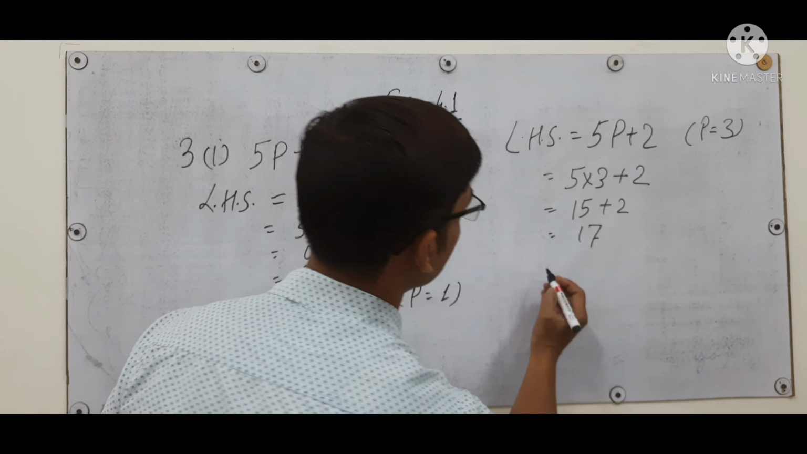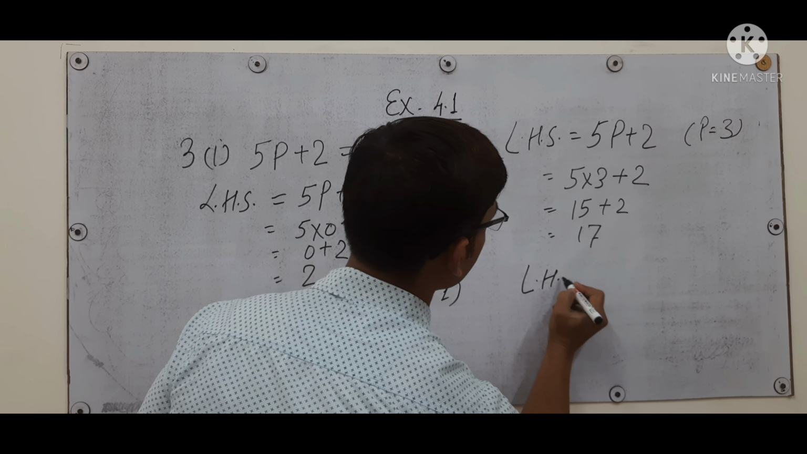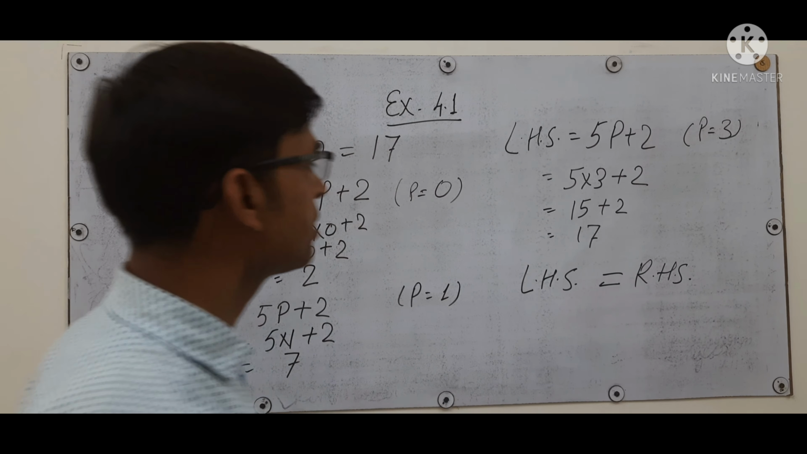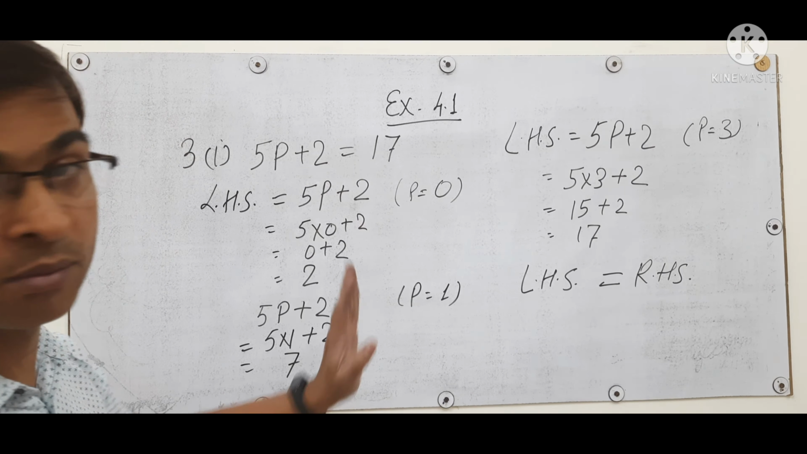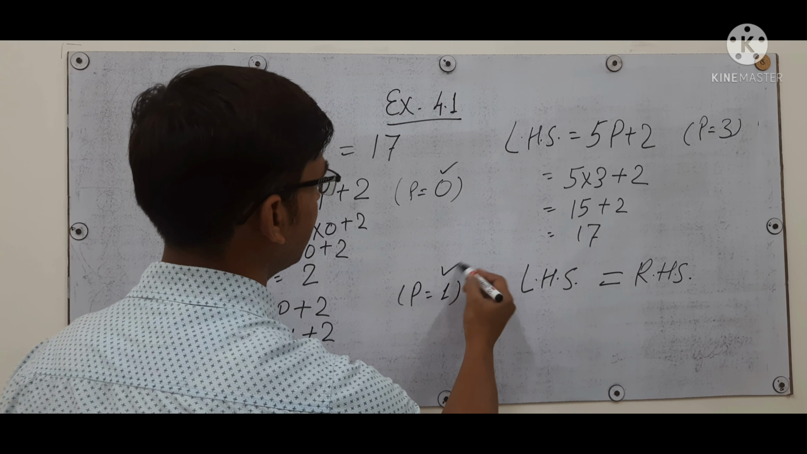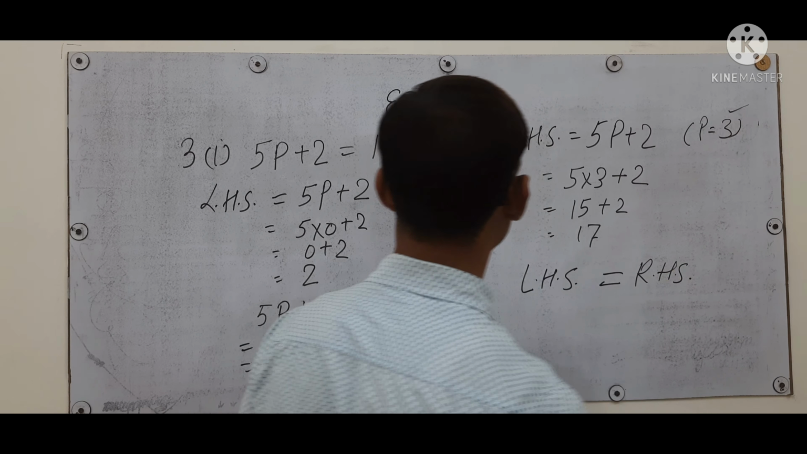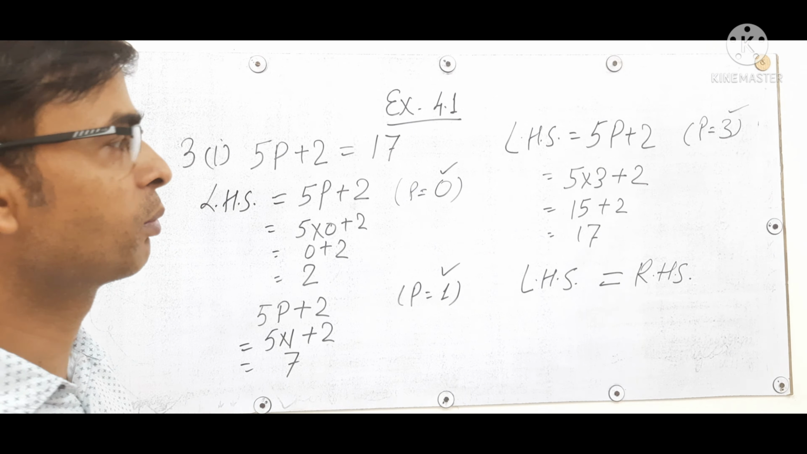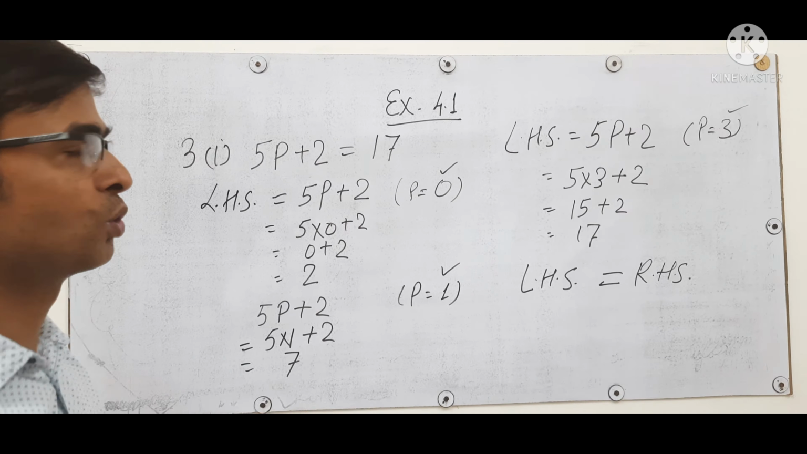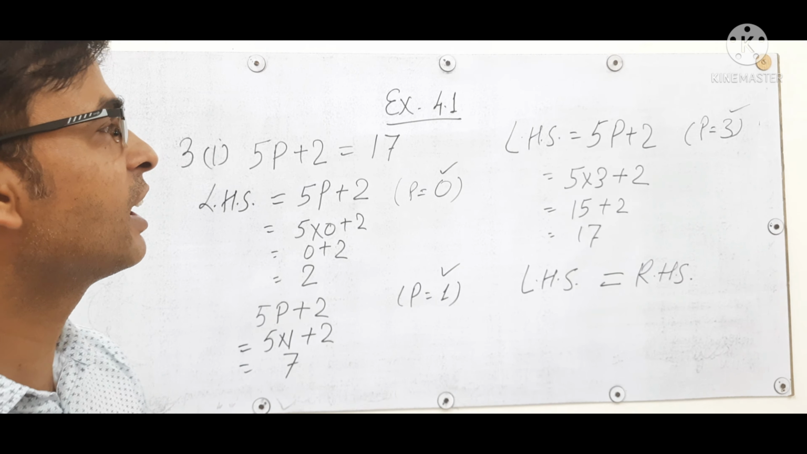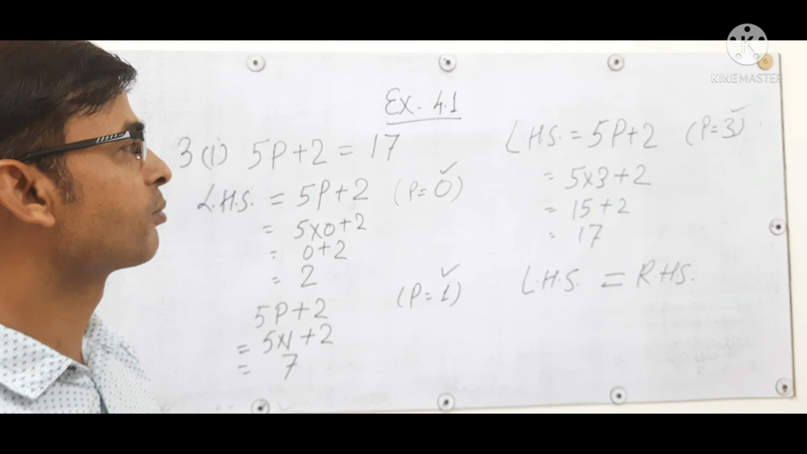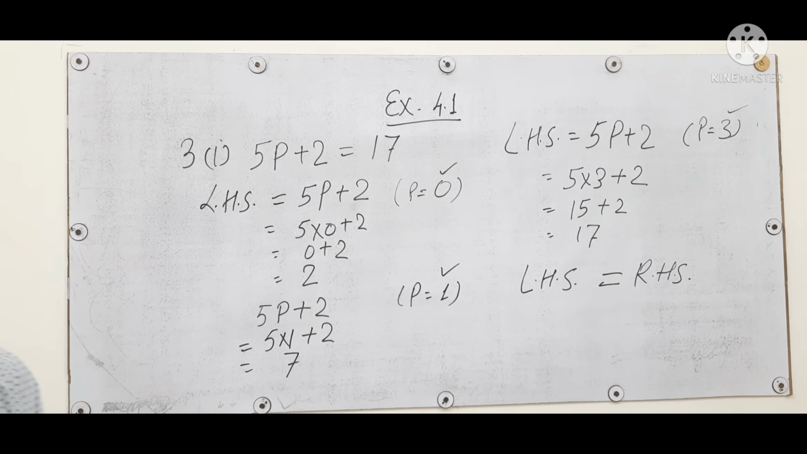It means when we put the value p equal to 3, the left hand side is the same as the right hand side, that is 17. So this is the method of hit and trial. First of all we put the value 0, then 1, and then 3, and in this way we will check all the possible solutions, and if the condition is satisfied, then it will be the solution. So you can note it down. I have not written the value 2 here because you can do it on your own also. So you can just put it down.